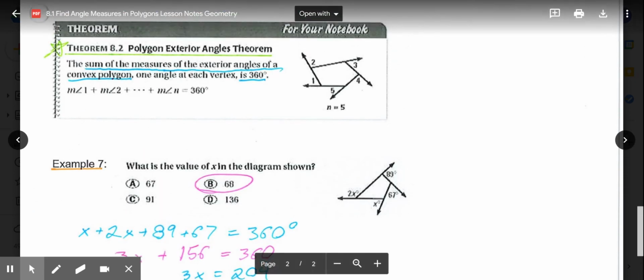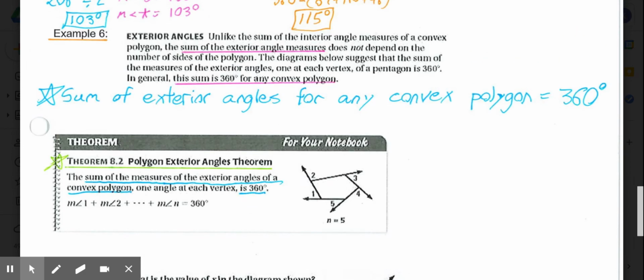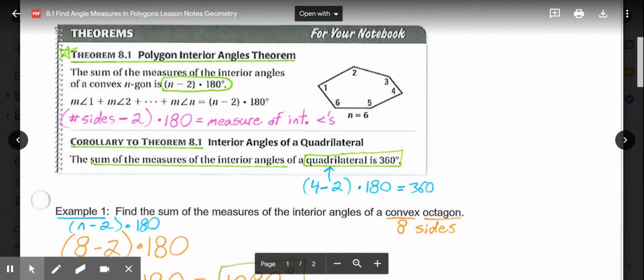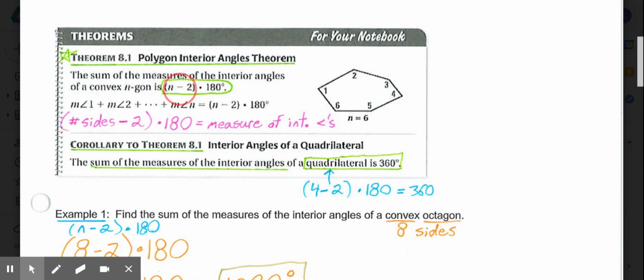So the key to this lesson is exterior angles of any convex polygon always have a sum or add up to 360. And for interior angles, it's the number of sides minus 2 and then multiplied by 180 degrees.